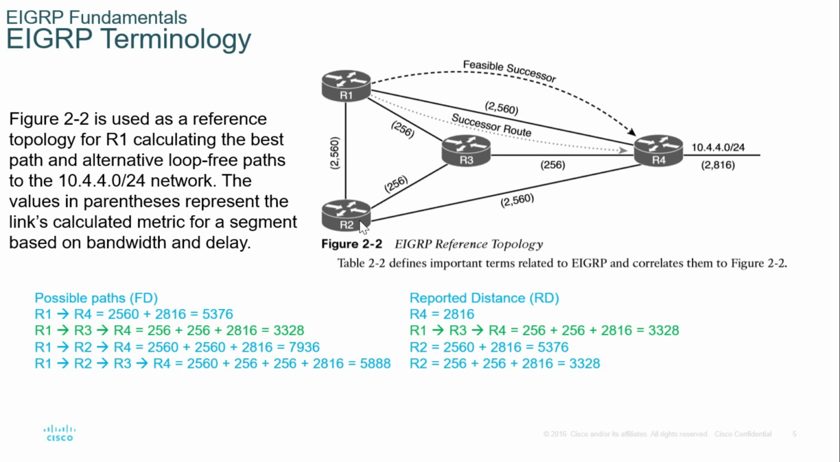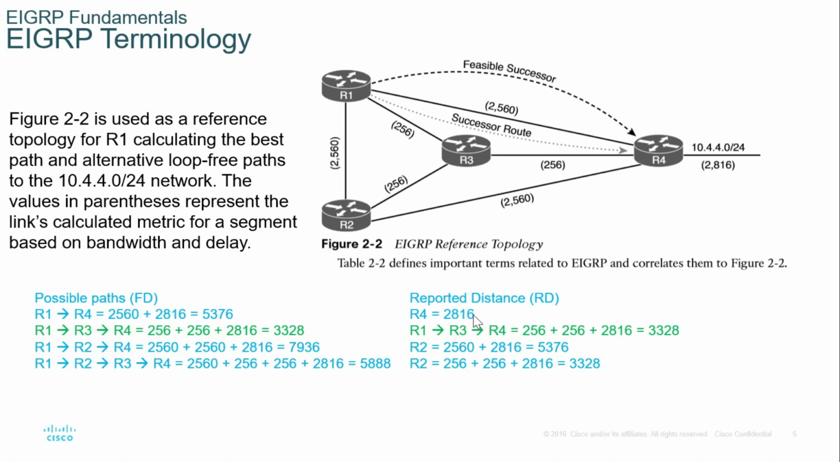So R2 has two possible paths. If it goes through R3, it's 256 plus 256 plus 2816, which is 3328. And if it goes through R4, it's 2560 plus 2816. Okay, so once it knows this is the best path, now it wants to choose the backup path. It will choose the one whose reported distance is less than the feasible distance. So the feasible distance we already know is 3328.